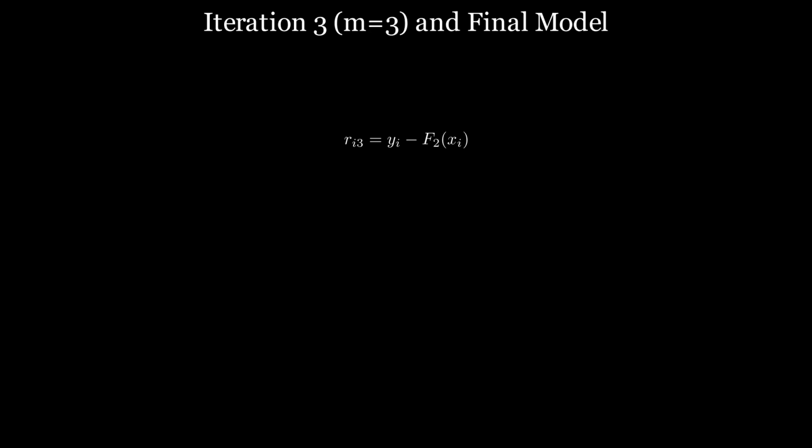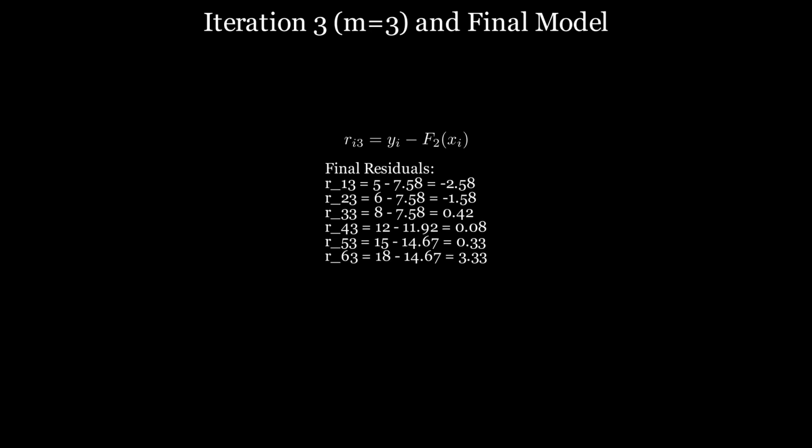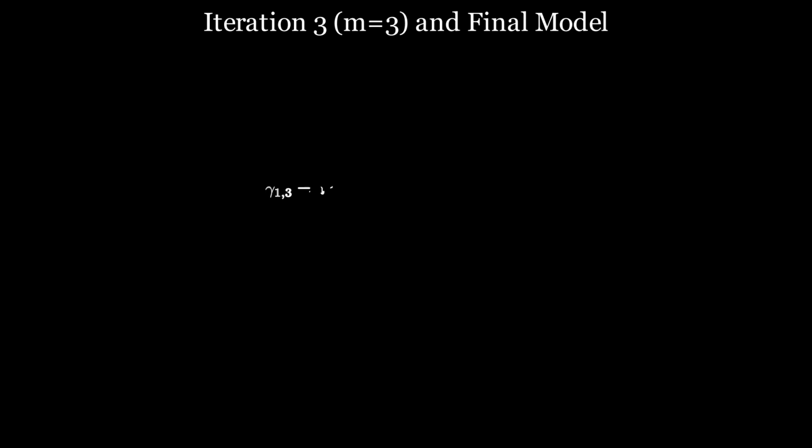One last round. We calculate the residuals Ri3 based on F2. The residuals are getting even smaller. The model is learning the pattern. We fit our third stump, H3, to these residuals. The best split this time is at x less than 5.5. We calculate the leaf values and update the model F3 one last time.